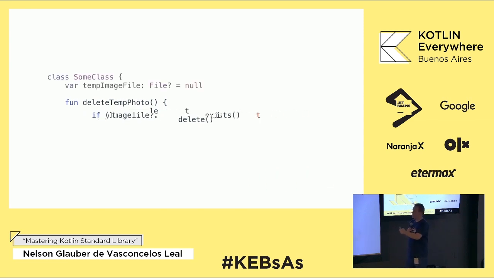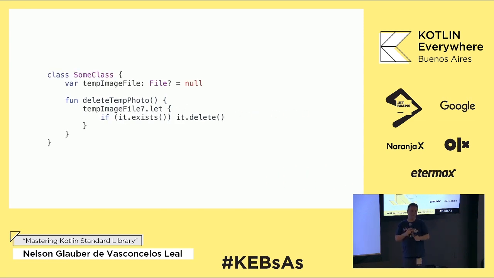So in this case, the let function is better because it covers all the scenarios that we can have with this nullability thing. Okay? And I mentioned before that you can access the object using it inside of the block. But of course, you can rename the variable; in the sample, I use file. Okay? It works.